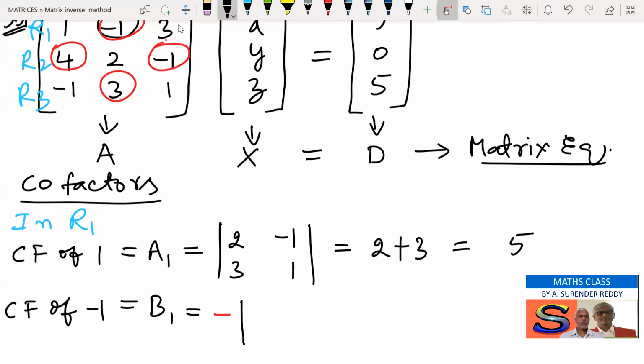For this first row, minus 1 is in the first row, second column. So removing the first row, second column, we get 4, minus 1, minus 1, 1. So that is minus into 4 into 1, 4, 1 into 1, 1. So minus 4 minus 1 is minus 3. So minus 3 is the cofactor of this one.